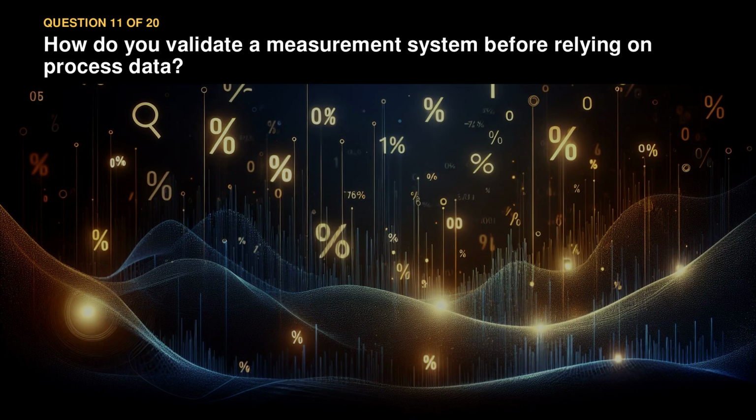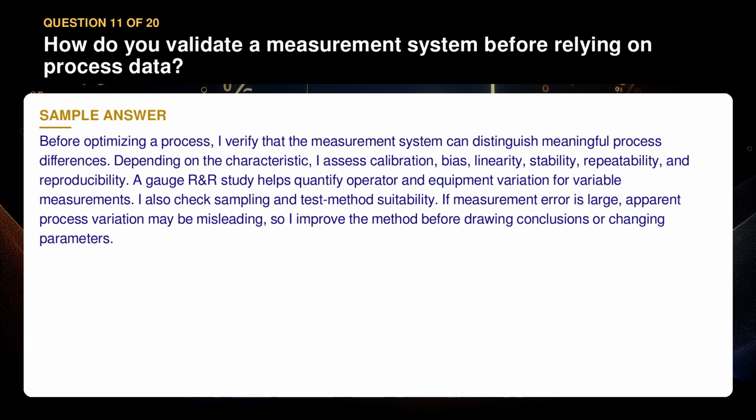Question 11. How do you validate a measurement system before relying on process data? Before optimizing a process, I verify that the measurement system can distinguish meaningful process differences. Depending on the characteristic, I assess calibration, bias, linearity, stability, repeatability, and reproducibility. A gauge R&R study helps quantify operator and equipment variation for variable measurements. I also check sampling and test method suitability.